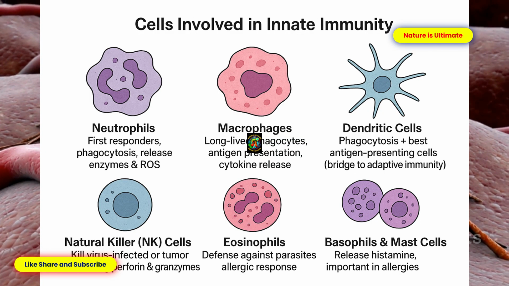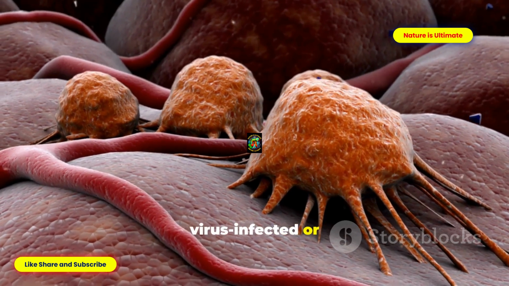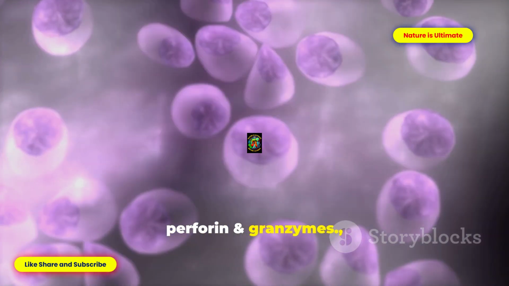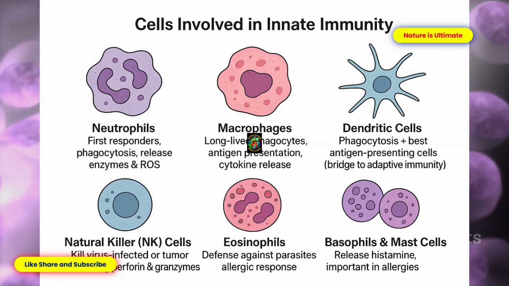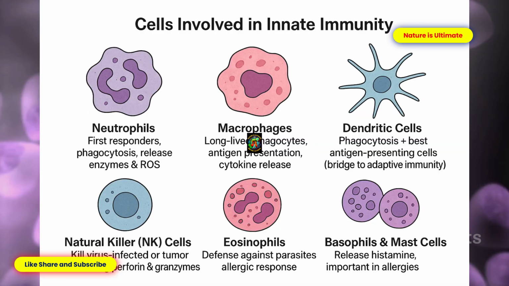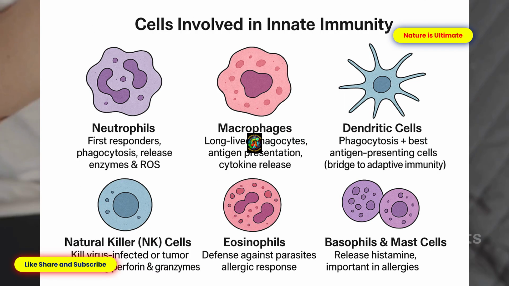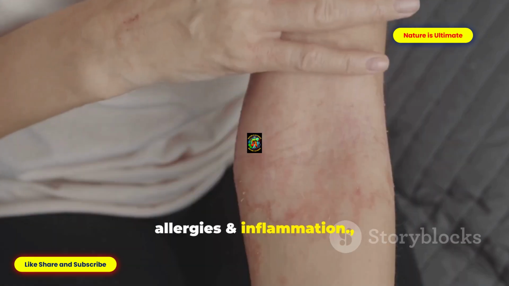Natural killer (NK) cells kill virus-infected or tumor cells using perforin and granzymes. Eosinophils provide defense against parasites and mediate allergic response. Basophils and mast cells release histamine and are important in allergies and inflammation.